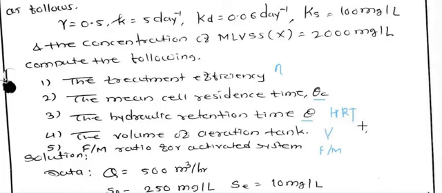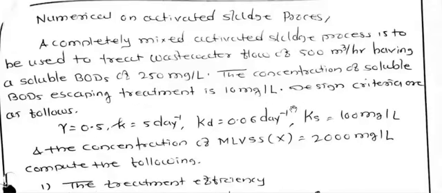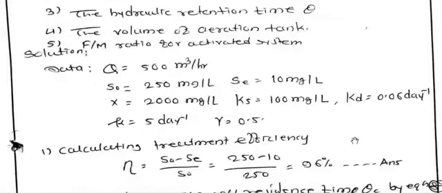Now let's first write the data. For any numerical, we have to write the data to know what is mentioned here. Let's see one by one what exactly is given. It is clear that it is an activated sludge process. This 250 is the initial BOD concentration and this is the final BOD concentration, meaning influent and effluent. The flow rate of the wastewater is given in meter cube per hour, though we always take meter cube per day. These constants are given, so there is no need to convert them. Let's see what is given.